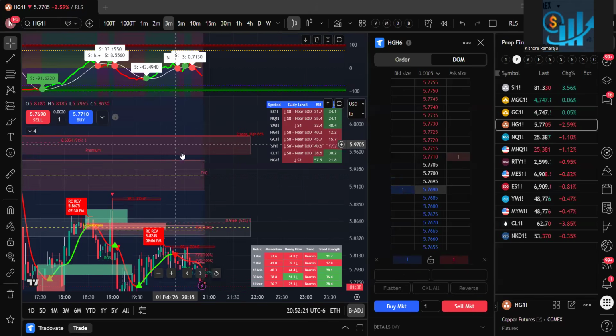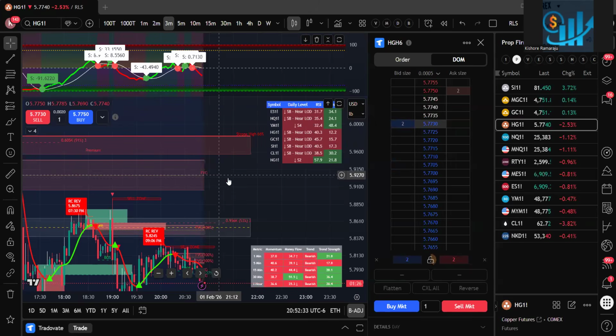If it is a prop account, you always look for 3 minutes during the non-US market, Asia or Europe. Go with 5 minutes whenever you are in the US market. When you are trading in the personal account, you can go with 15 minutes or 30 minutes, higher time frames, so that you can hold the trades for a much longer duration.